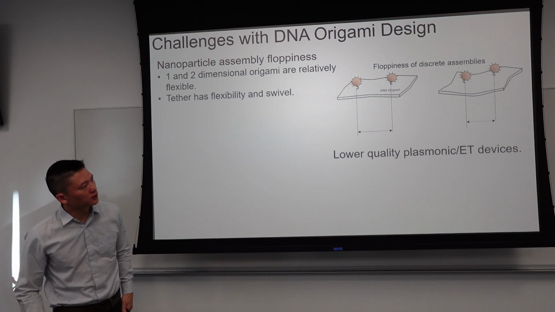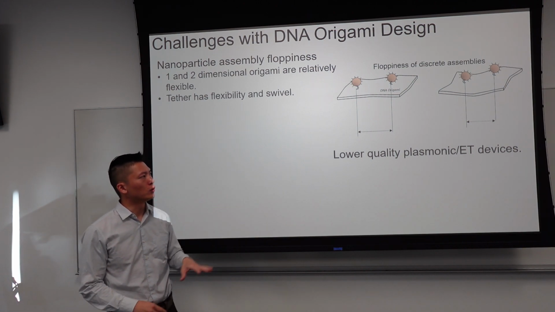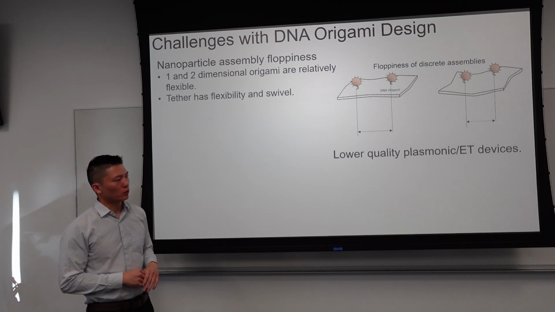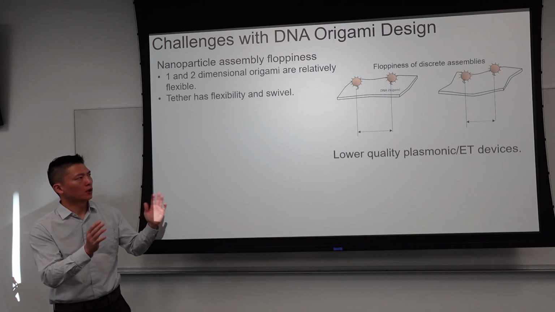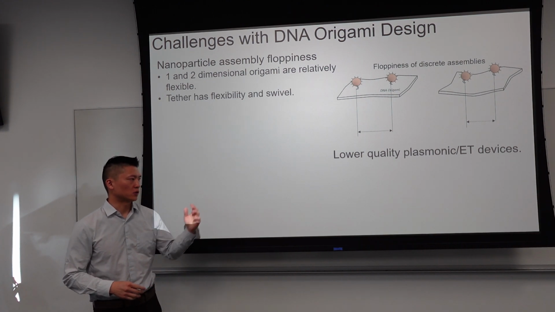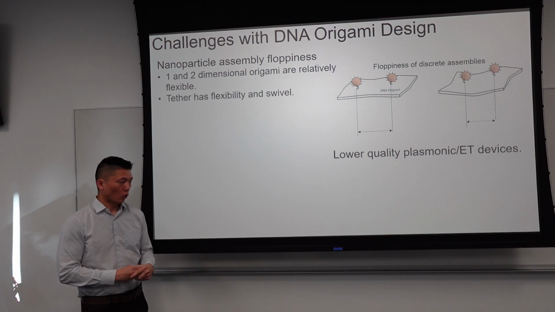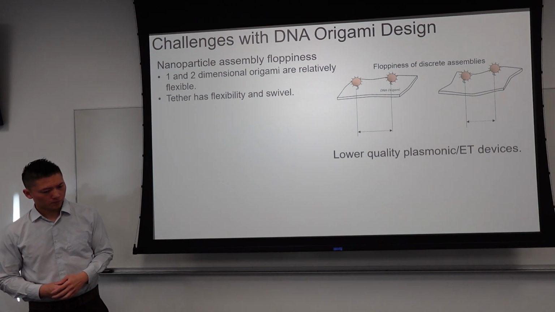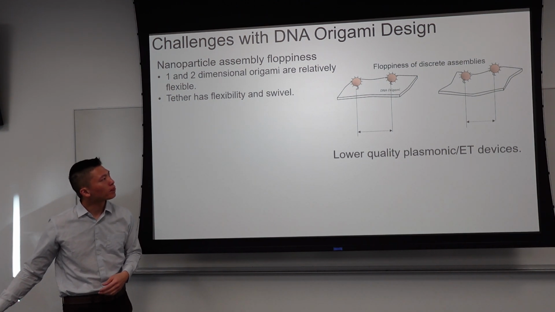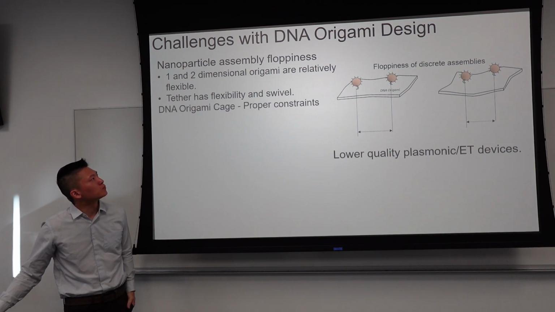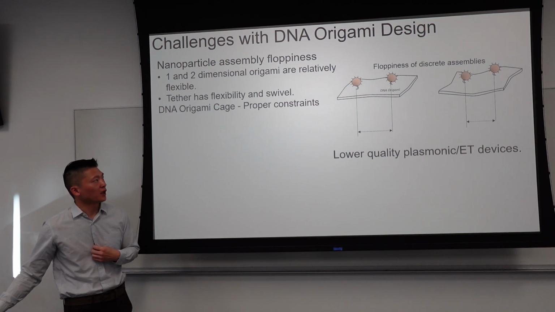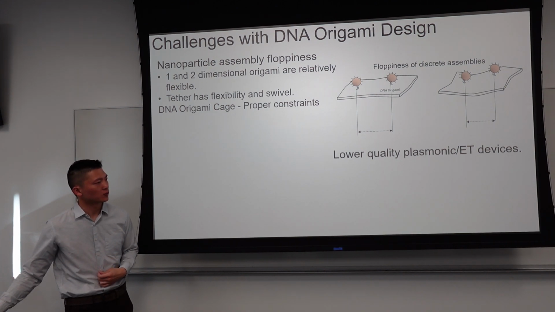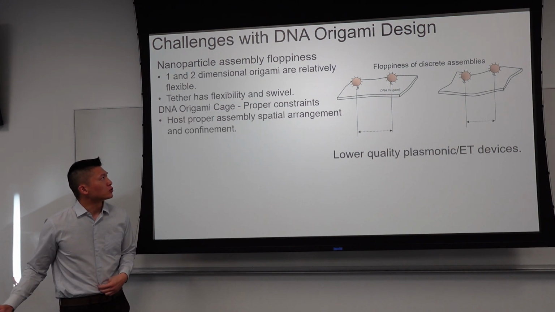Anyhow, I'm trying to show in this diagram that we will have some nanoparticle gap fluctuations if this is free in solution. So of course, it's going to give us a lower quality plasmonic or energy transfer device. And to get around this, our group uses a DNA origami cage, and we believe it has the proper constraints to reduce the floppiness.